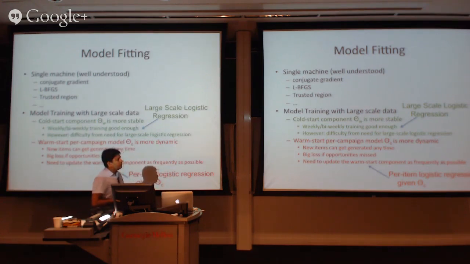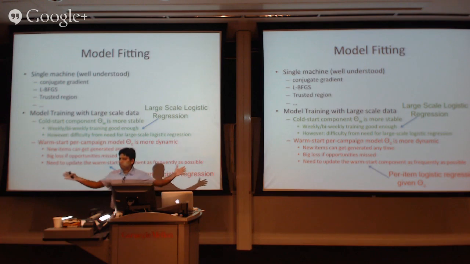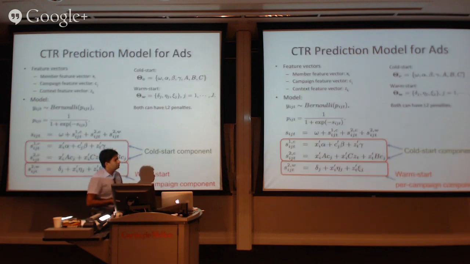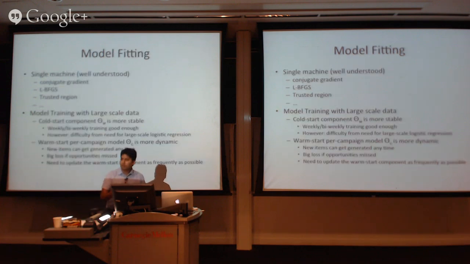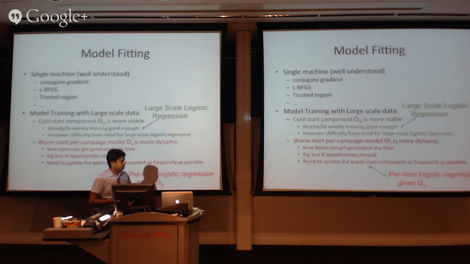So this is done every week by running a large-scale logistic regression on large amounts of data. The warm start is something we can do by running a per-item logistic regression. Why is that so? Let's go back to the previous slide. If this component is known, and you only want to update this component, then each parameter over here is associated with a particular ad, right? So you can just split the data by ad ID and run a separate logistic regression for each ad ID. It's a very simple divide and conquer computation.